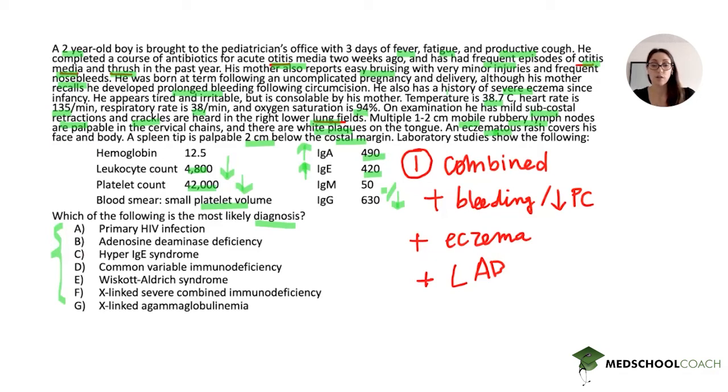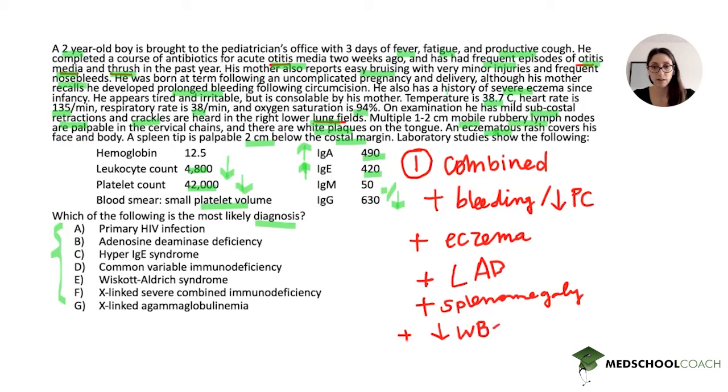So your spleen tip should never be palpable. Sometimes you may feel a liver edge right under the costal margin. That could be normal, but a spleen tip itself should not be palpable. So we'll add splenomegaly here. And then finally, in terms of the labs, we have a low leukocyte count, and that could be helpful. So we'll add that here.